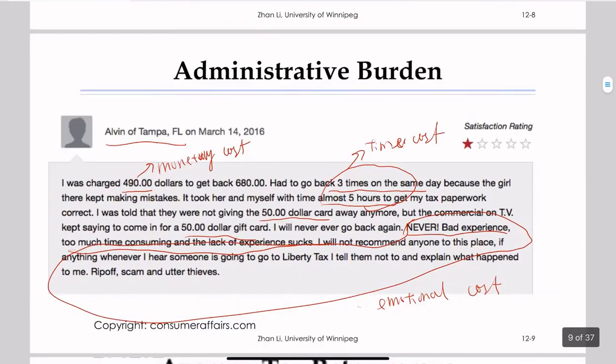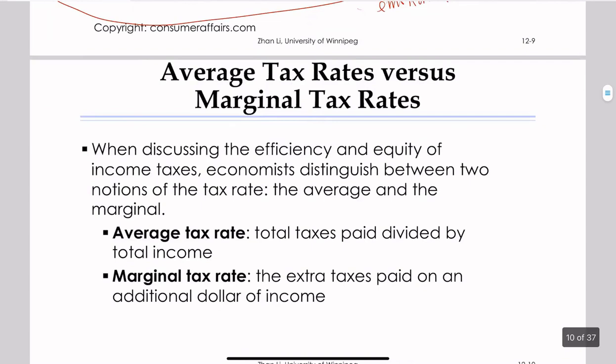And then we defined the concepts of average tax rate and marginal tax rate. So basically, if you need to calculate the average tax rate, then it's the total amount of tax paid by the taxpayer divided by the total income of this taxpayer. And then the marginal tax rate is really the additional amount of tax you have to pay if you have an additional dollar of income.